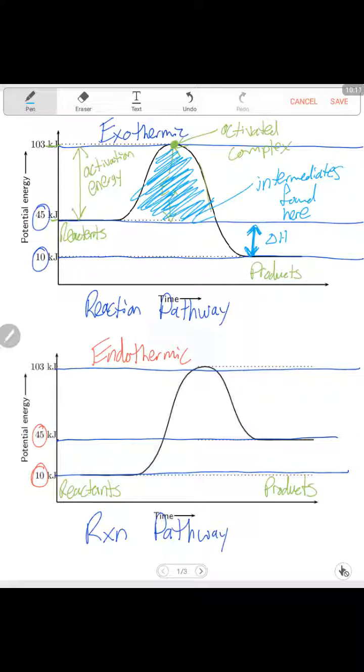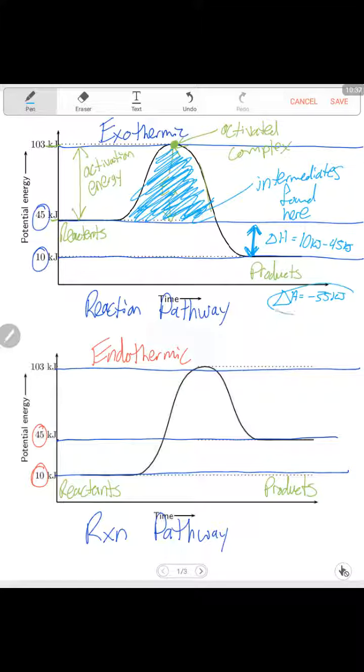So for here, our delta H is going to be final minus initial. So we have 10 kilojoules minus 45 kilojoules. Our delta H for this top one is going to be negative 35 kilojoules. Does that make sense with what type of reaction we have here? Why does that make sense? This is a question you've got to be able to answer. Why does that make sense?